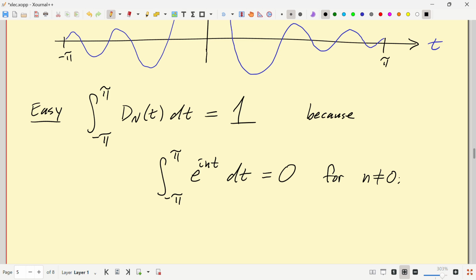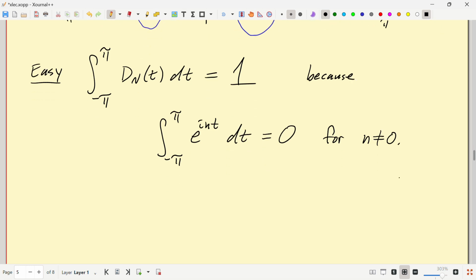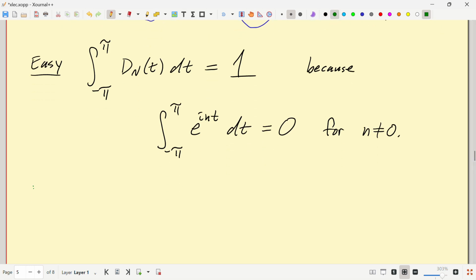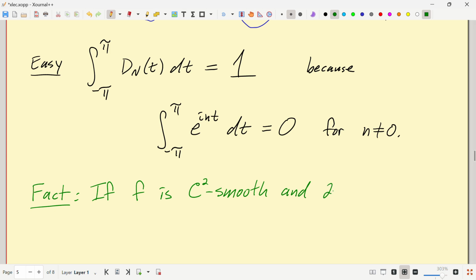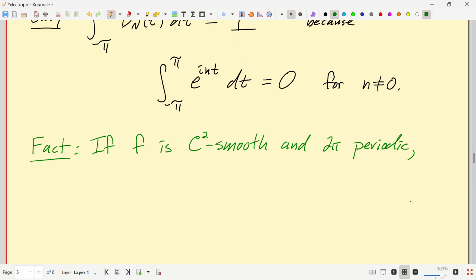All right, let's see. Here's another. So here's the fact that I was going to show you. I can show it to you right now. Fact. If f is, let's say, C2 smooth, so twice continuously differentiable, and 2 pi periodic, then the Fourier series converges to f uniformly.